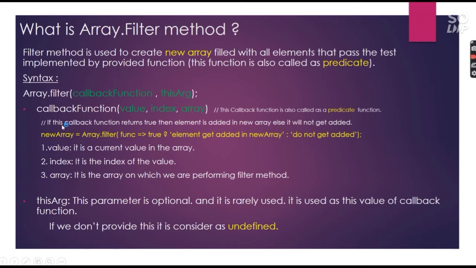If this callback function returns true, then the element is added in the new array, else it will not get added. When we apply the filter method we get a new array, and we are performing some function on each element, which is called a predicate or callback function. If this function returns true, then the element on which we are performing it gets added in this new array, else it will not get added.